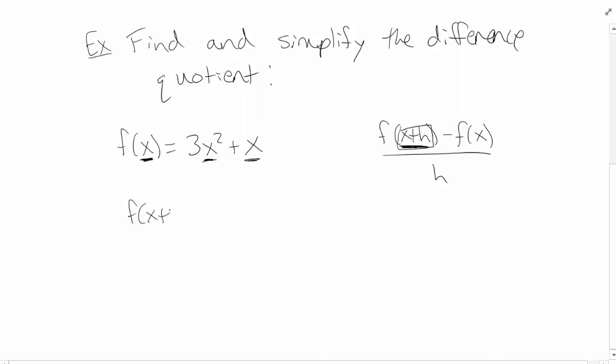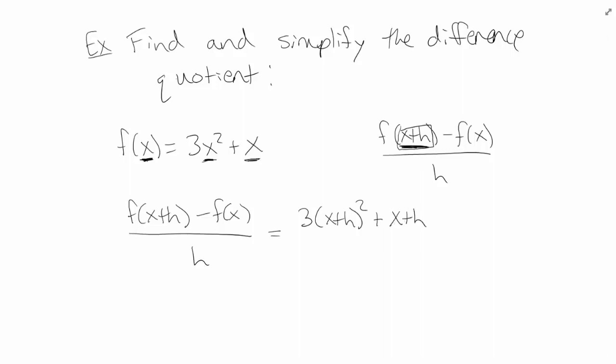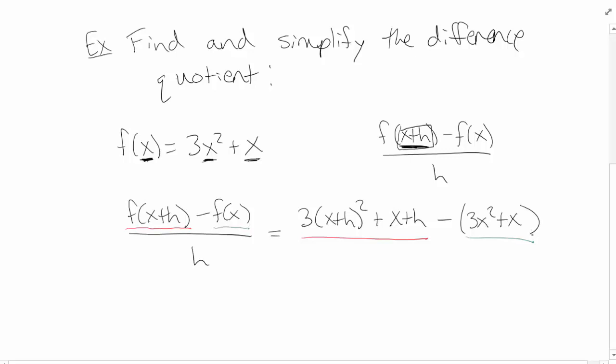So f of x plus h minus f of x over h is going to be equal to 3 times the quantity x plus h squared plus x plus h. So this part that I've written so far is just the f of x plus h part. Okay, we're going to subtract off the entire function f of x, and to make sure I subtract off the entire function, I'm going to open up some parentheses just to help with that, and the function f of x is 3x squared plus x. So this part that I have right here is the minus f of x part. Last part, divide by h.